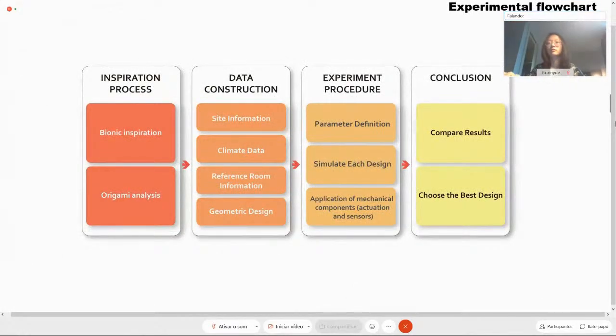Here is our design flowchart. First is the inspiration part. Then we collect and analyze the data of the building and climate, and then we design the geometry of the objective facade. With the same inspiration, we got several geometries to choose from. So we start the experimental procedure to check the shading effect of our design and choose the best of them.